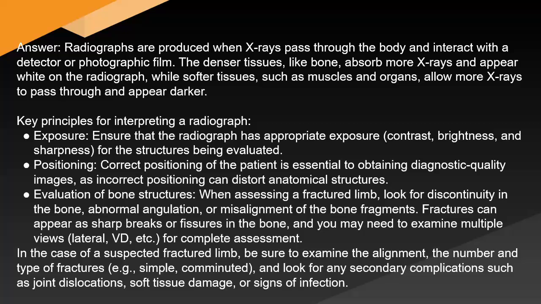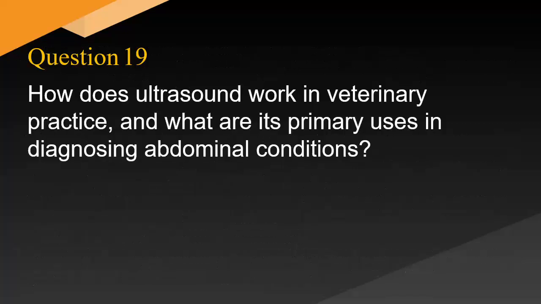For complete assessment, in the case of a suspected fractured limb, be sure to examine the alignment, the number and type of fractures, e.g. simple, comminuted, and look for any secondary complications such as joint dislocations, soft tissue damage, or signs of infection. How does ultrasound work in veterinary practice, and what are its primary uses in diagnosing abdominal conditions?